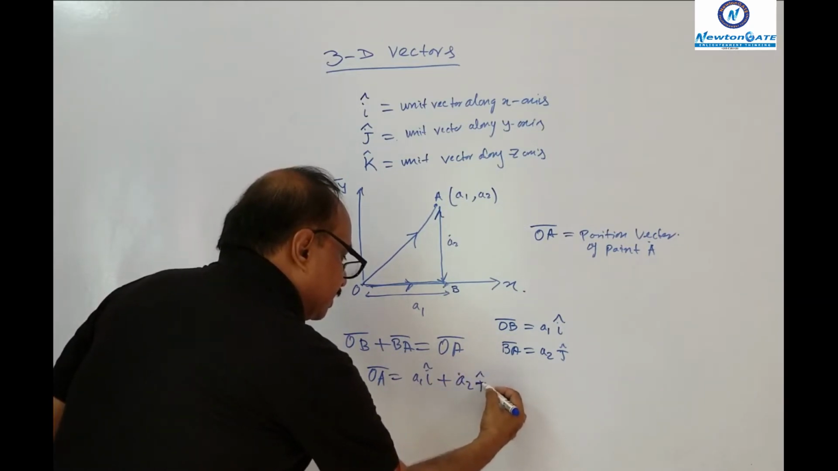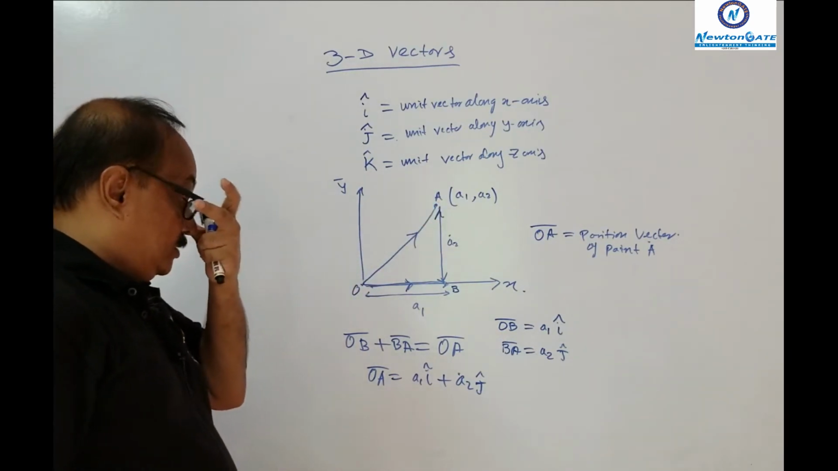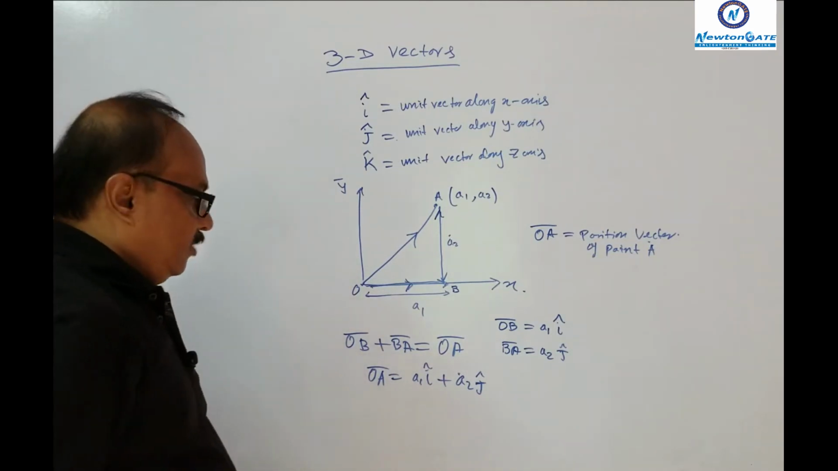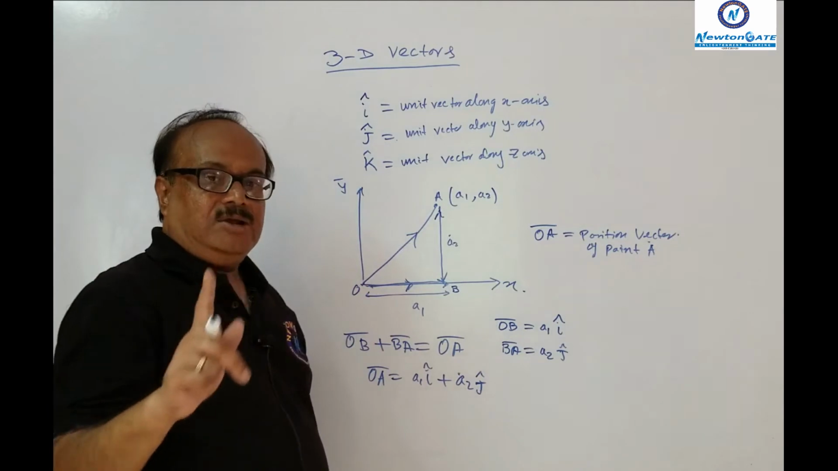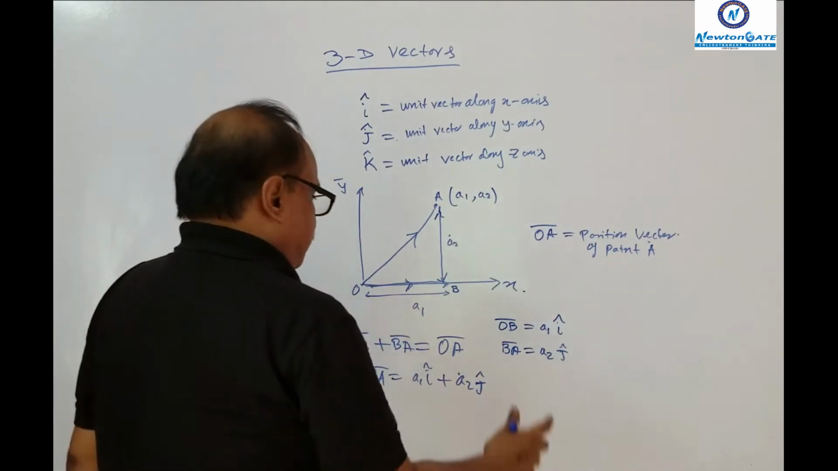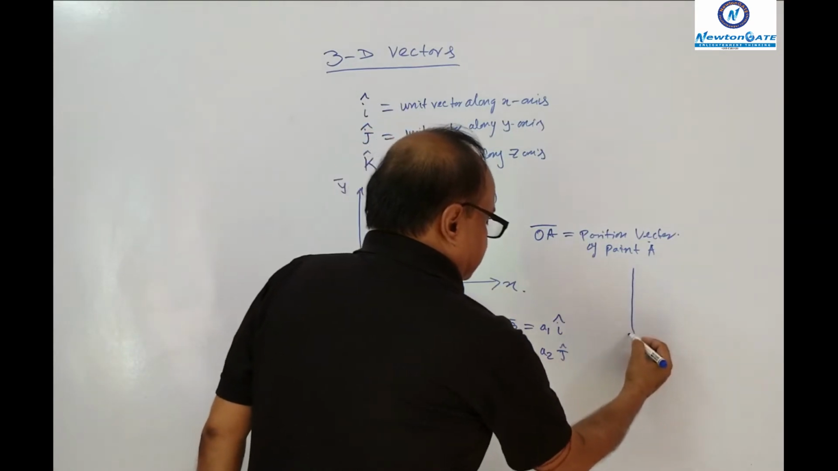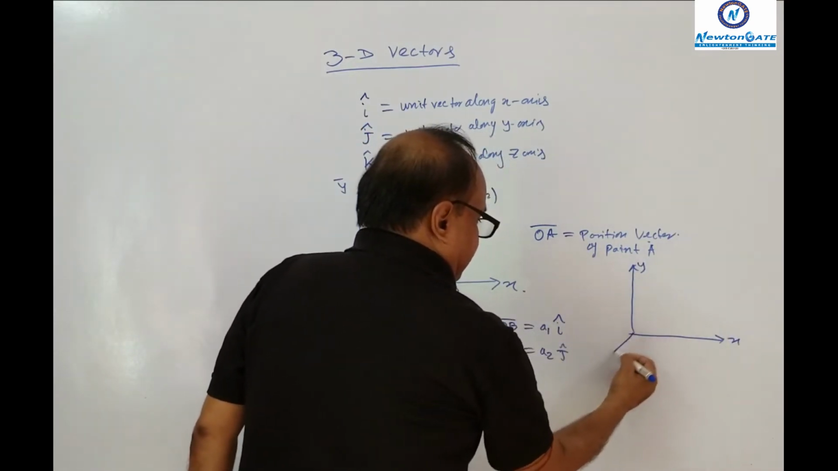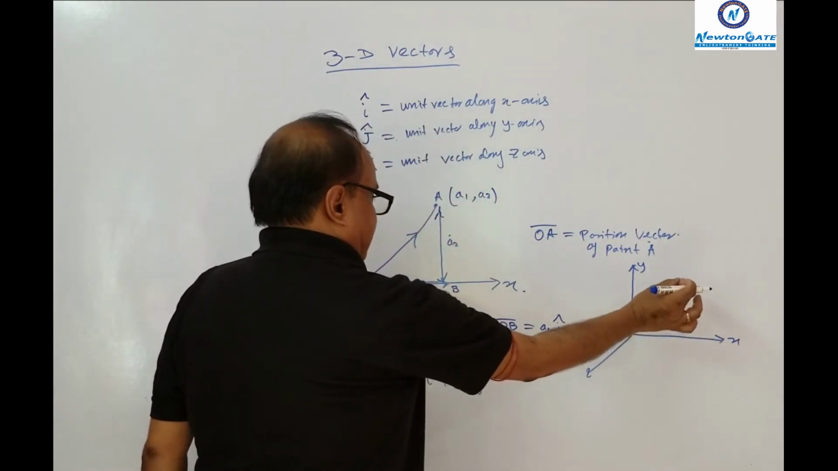A2J. So you understand that a position vector, two dimensionally, can be expressed as A1I plus A2J. That's all. Very easy. Next, as I told you, I'll add the three dimensional vector. Don't panic, just add the third dimension. Suppose I have a three dimensional point here like this.